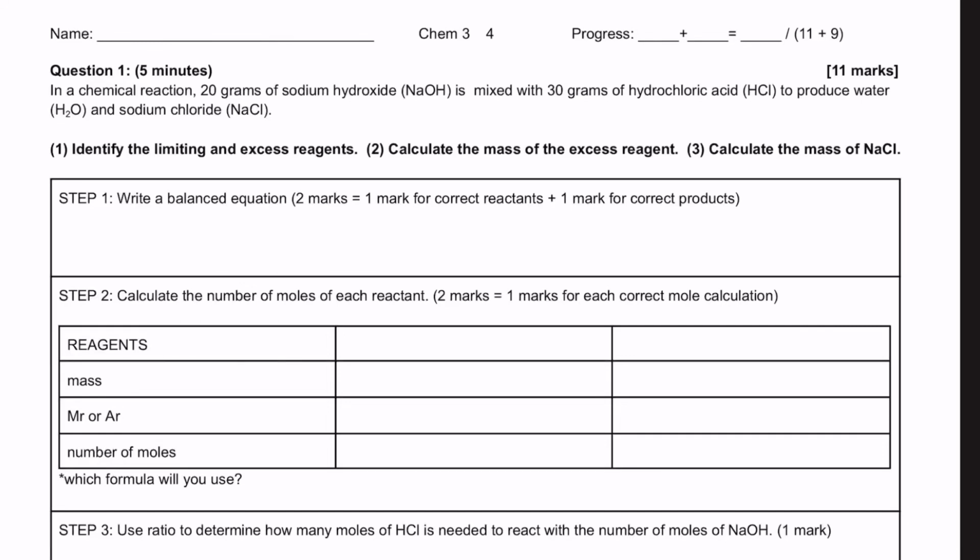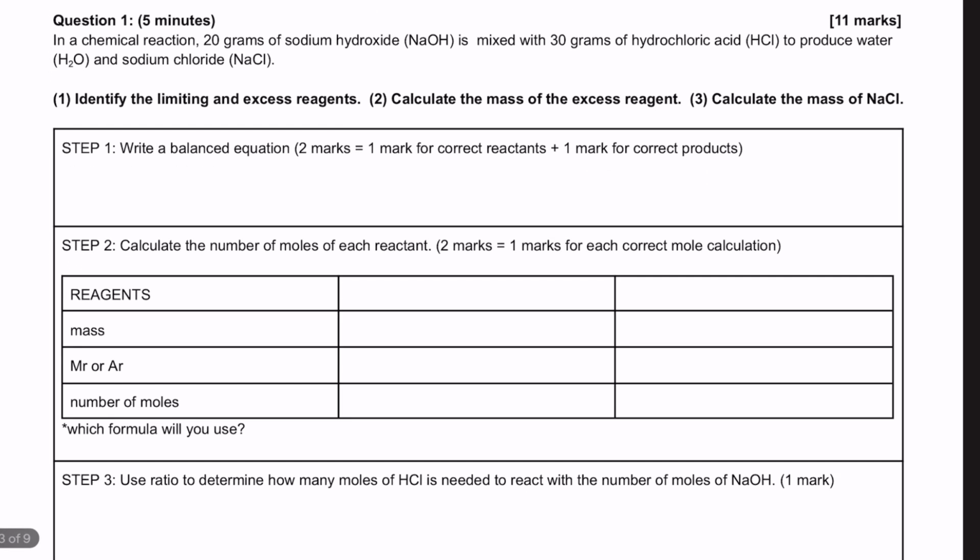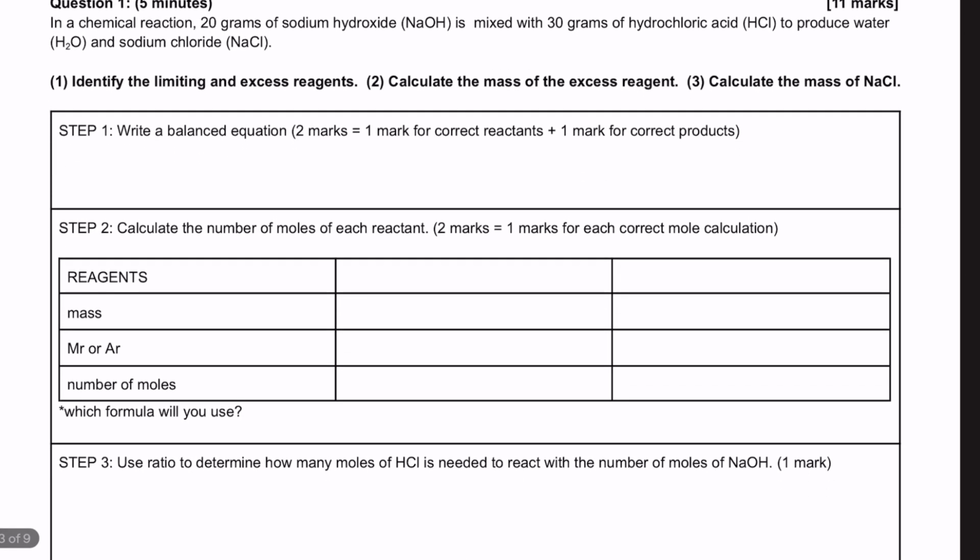Here is a short tutorial on how to answer question 1 of the daily stoichiometry practice, okay? So, it says, in a chemical reaction, 20 grams of sodium hydroxide is mixed with 30 grams of hydrochloric acid to produce water and sodium chloride. So what do you need to do? You need to identify limiting and excess reagents, calculate the mass of the excess reagent, and calculate the mass of one of the products, which is sodium chloride, NaCl.